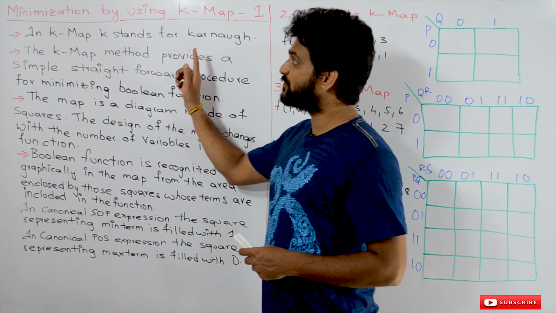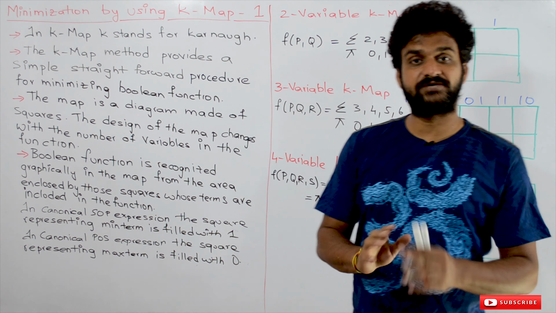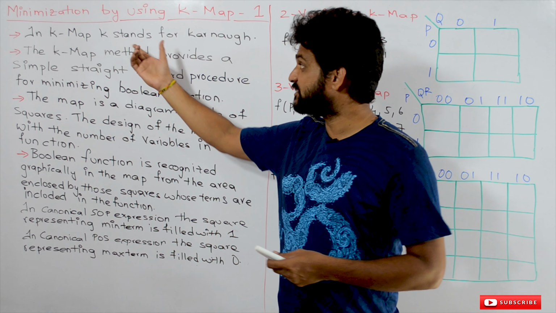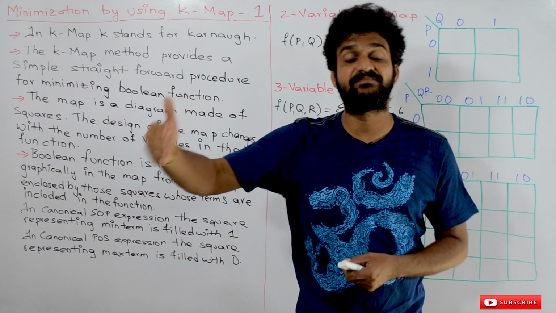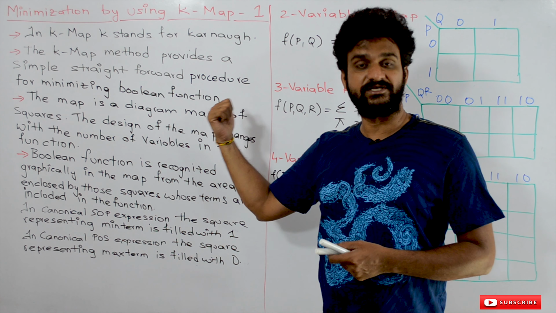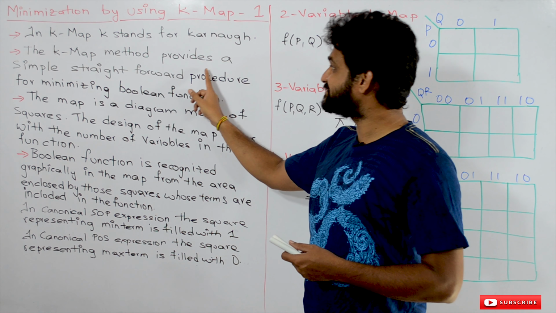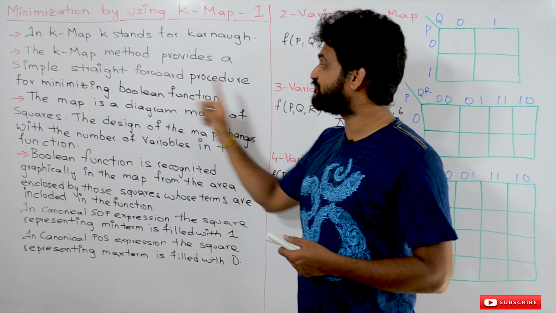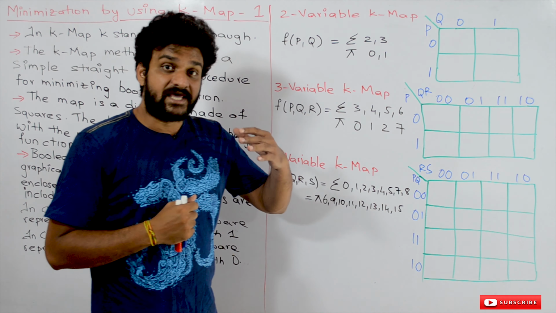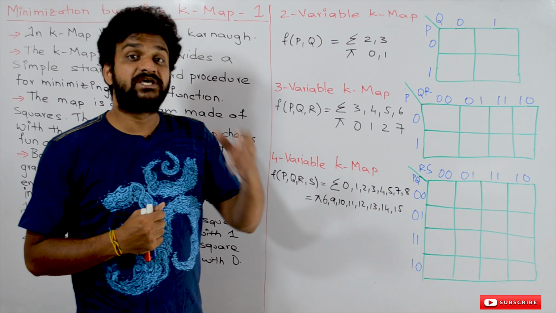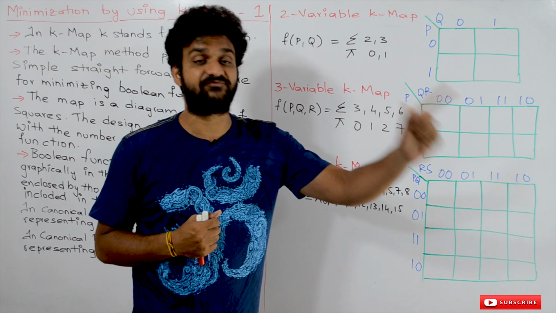Coming to our first point, in K-map, K stands for Karnaugh, the mathematician who invented the concept of K-maps. The K-map method provides a simple, straightforward procedure for minimizing a Boolean function. What does that mean? K-map is a method by which any given Boolean function can be minimized simply and in a straightforward way.